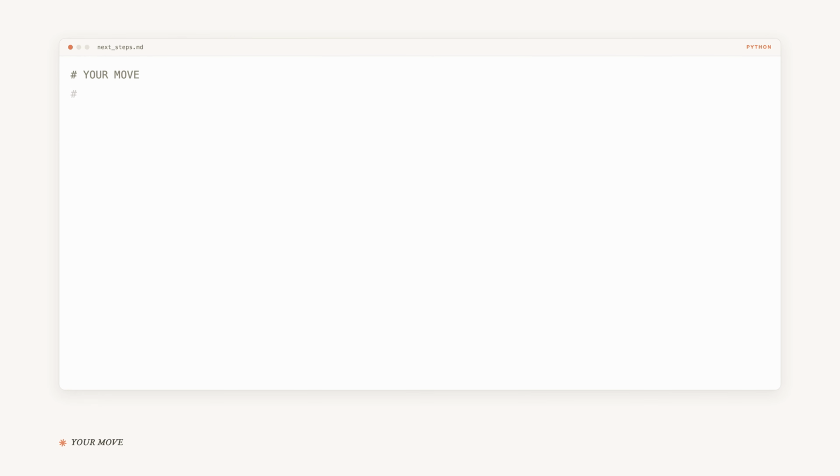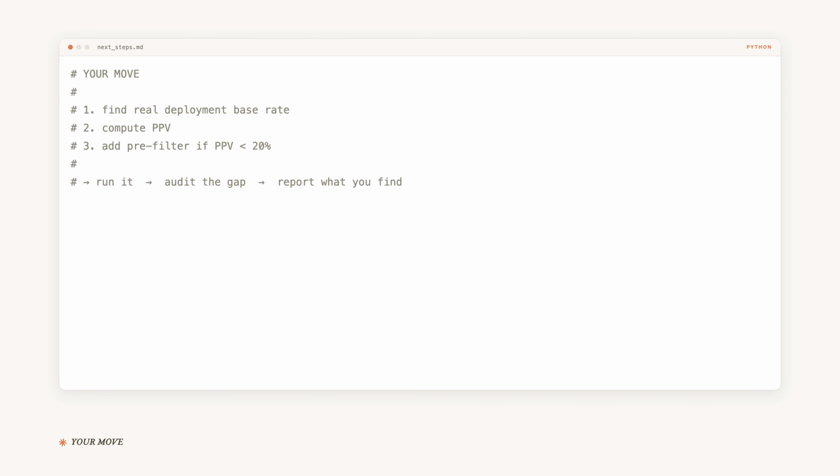Your move: find the base rate of the condition your model detects in the real deployment population, not the training set. Plug it into the Bayes PPV formula with the published sensitivity and specificity. If PPV is under 20%, your alert system needs a prevalence-enriched pre-filter before it goes clinical.